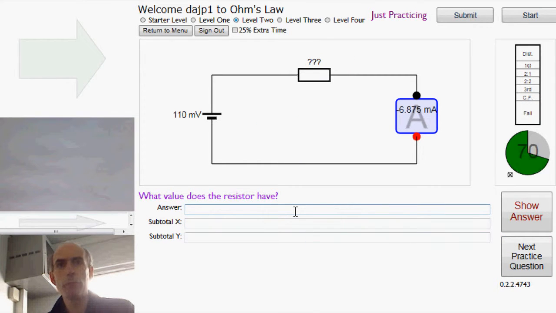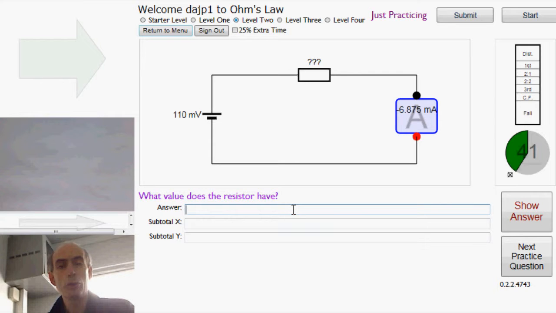This time, what value does the resistor have? This time we have the voltage across the resistor, and again we have the current flowing, and the voltage at this point here is higher than the voltage at this point here, so the current will be flowing in this direction round the circuit this time. But you'll notice that that is flowing in through the black and out through the red terminal of the ammeter, so the ammeter registers that as minus 6.875 milliamps.